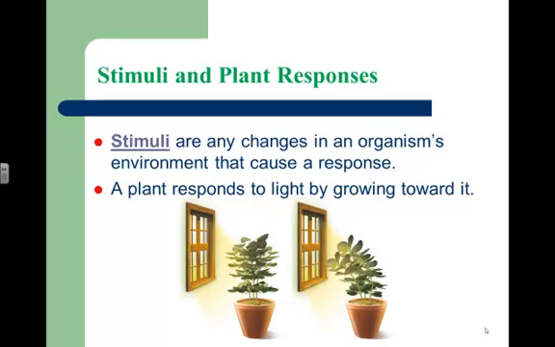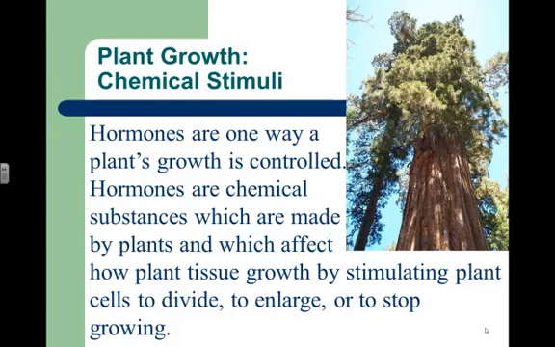So stimuli, which is plural of stimulus, are any changes in an organism's environment that causes a response. And we have some chemical stimuli and we have environmental stimuli. We're going to look at the chemical stimuli first. And they're produced by hormones. We have hormones too. Plants have hormones. We have different hormones. A hormone from a plant will not affect a human. A hormone from a human will not affect a plant. But hormones taken from one plant to another can affect them.